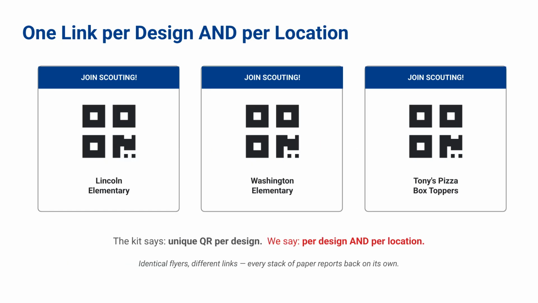Here's where we take the official recruiting campaign kit one step further. The kit says to use a unique QR code for each design. Great advice. And with UTM tags, you can go one better. A separate link and QR code for every design and every location. The flyers can look identical, but the Lincoln Elementary batch gets the Lincoln link, and the pizza box toppers get their own. Now, every stack of paper reports back on its own.